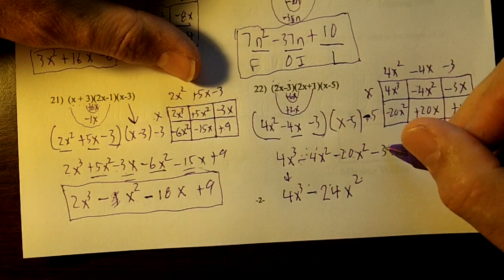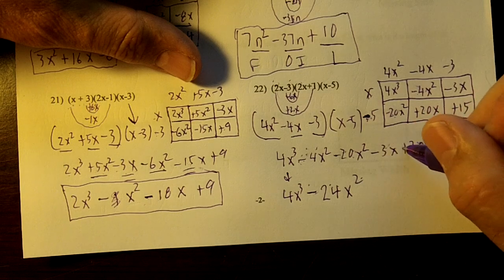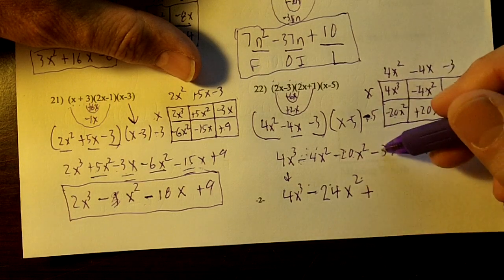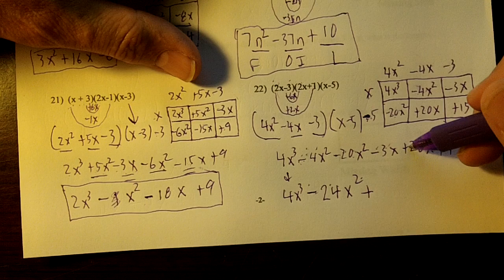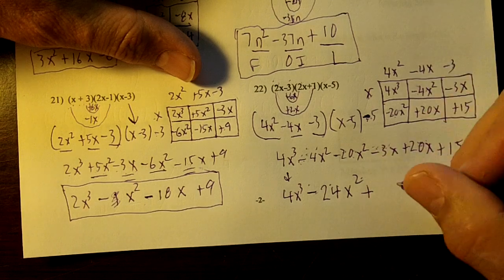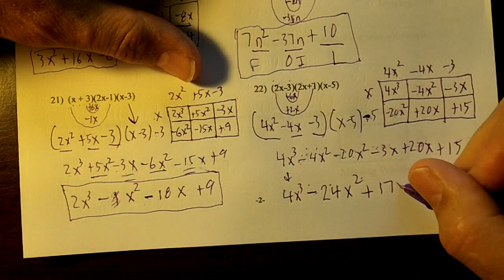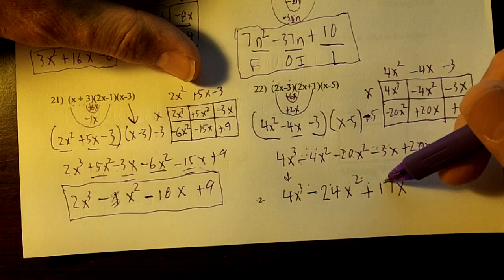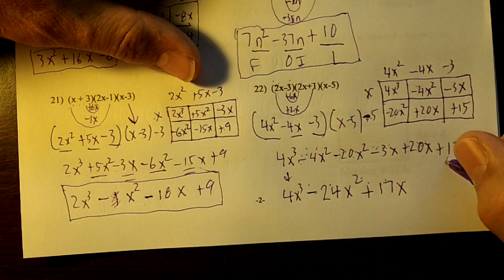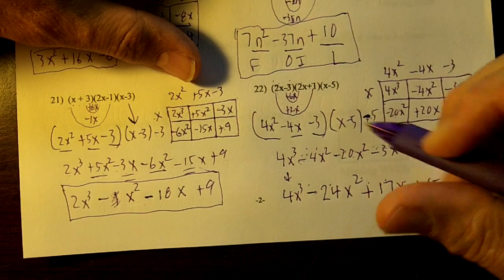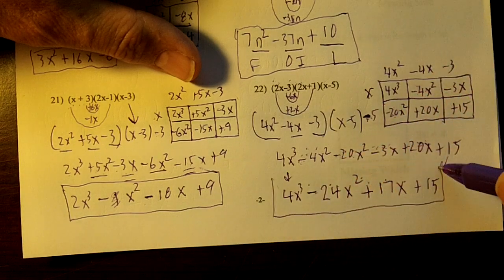Let's go to the 3 and the 20. I have more 20s than 3s. The sign's going to be positive. Negative 3 plus 20, this is negative, this is positive. I take 3 away from 20. I would get 17. My letter's x. Sign, number, letter. And then the plus 15 drops. This right here would be your product.